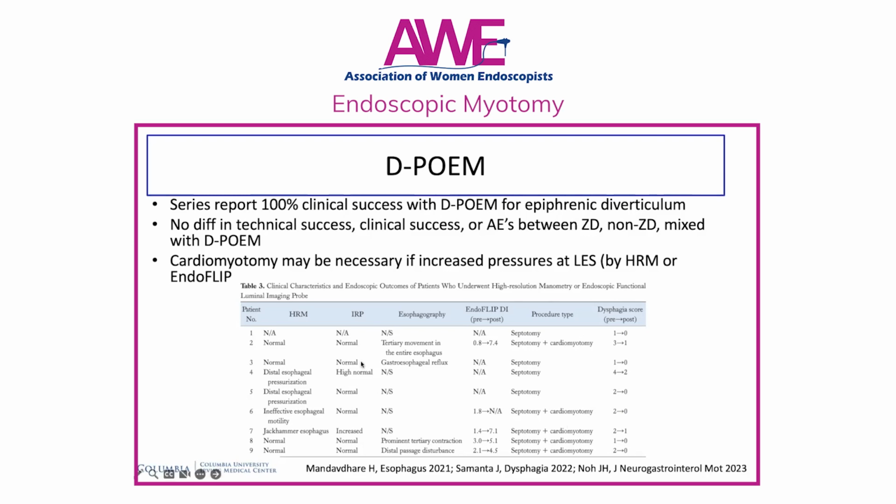So even in patients who had a normal IRP, but who had decreased distensibility with EndoFLIP, if they underwent a cardiomyotomy, they had significant improvement in their dysphagia scores when both were combined. And anecdotally, from my own experience with diverticular POEM, I have found that patients receive the most relief when you perform a myotomy of the LES along with the septotomy.